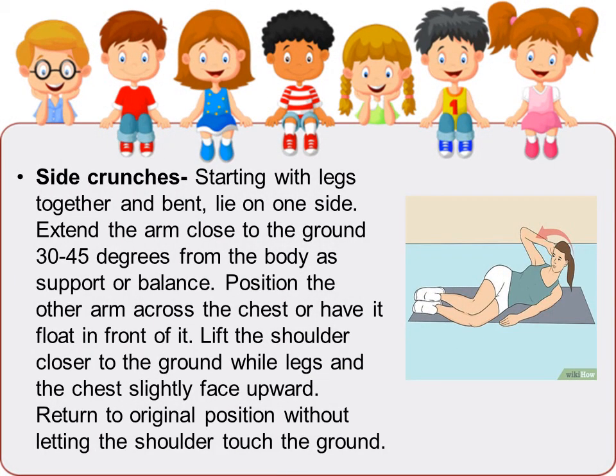Next, we have the side crunches. Starting with legs together and bent, lie on one side. Extend the arm close to the ground 30 to 45 degrees from the body as support or balance. Position the other arm across the chest or have it float in front of it. Lift the shoulder closer to the ground while the legs and the chest face upward. Then return to the original position without letting the shoulder touch the ground.